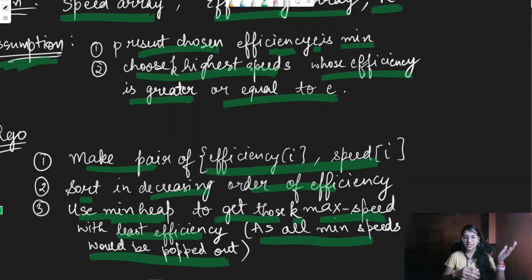Basically, first we sort in decreasing order of efficiency, and then as we use a min heap for our speed, we pop out all the minimum speeds from that, and corresponding highest efficiencies would have been popped out till now. At the end we will be left with the minimum k efficiencies and the highest k speeds corresponding to those minimum efficiencies. So that's the whole thing about this question. Now comes the part for the coding and even the time complexity. So let us go through that.